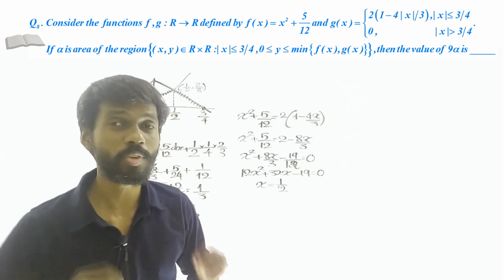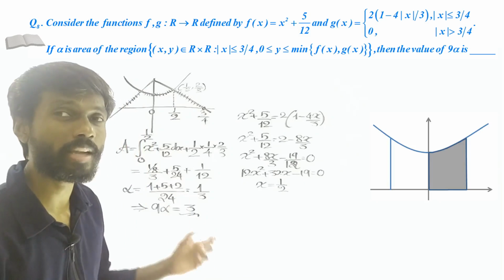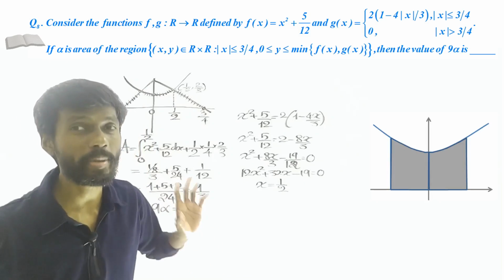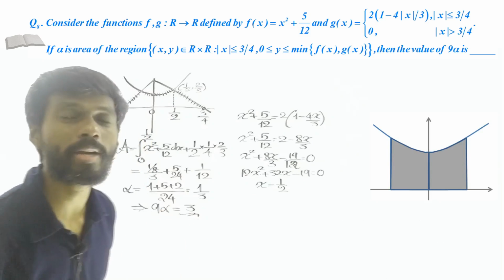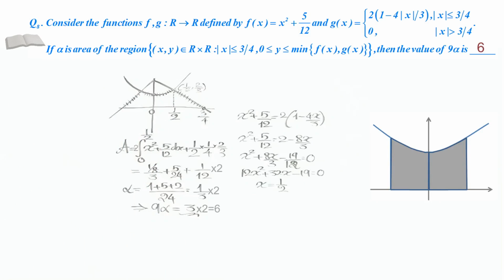This is not the answer because we only found half the area. We have to multiply this area by 2 because the function is an even function. It is symmetric about the y-axis. So our answer should be multiplied by 2. So that means 6 is the answer.